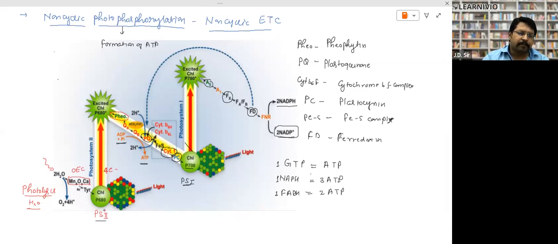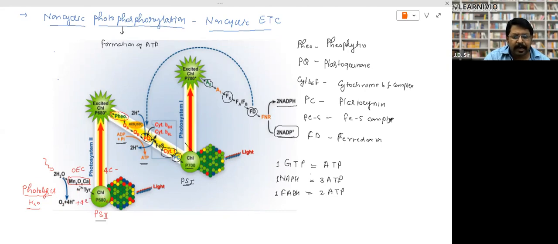First, there is PS II. We know that this is found in the appressed part. It has the oxygen evolving complex, written over here as OEC. It breaks down the water molecule, meaning photolysis takes place. The water molecule is broken down, forming oxygen and 4 electrons.